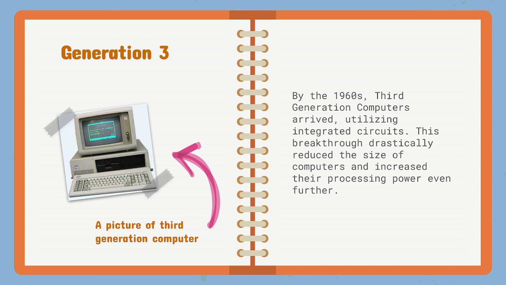It arrived in the 1960s. Third generation computers arrived at that time, utilizing integrated circuits, or ICs. You know what an IC is. This breakthrough drastically reduced the size of the computer, which you can see is really small, and increased its processing power even further. From only calculating in the first generation, you can do so many more tasks here.